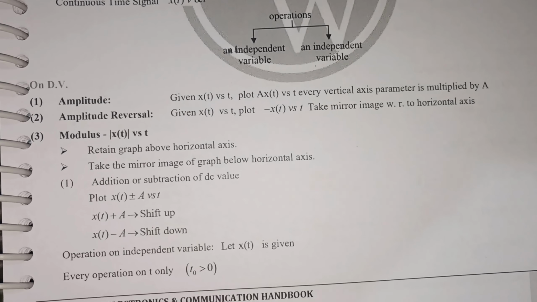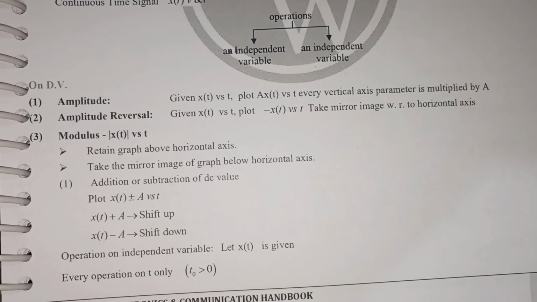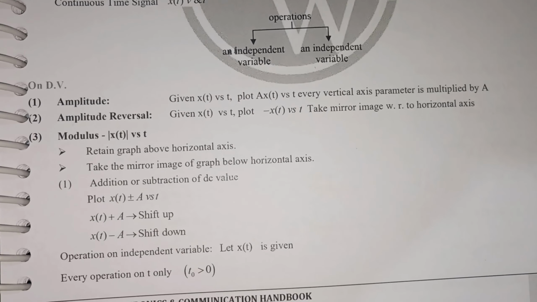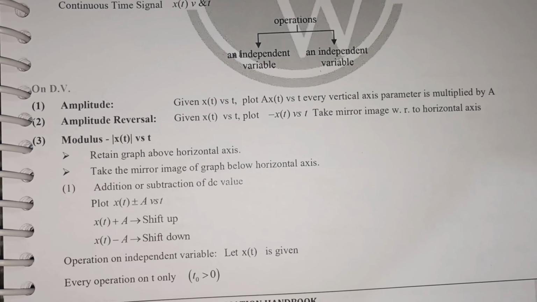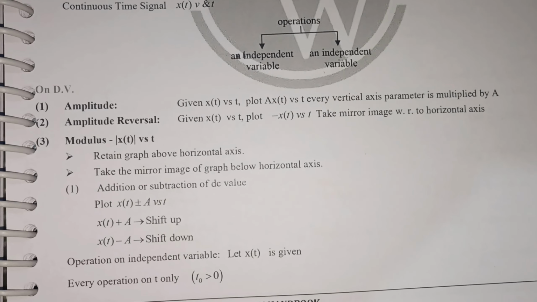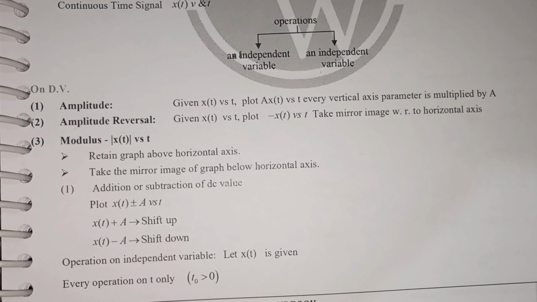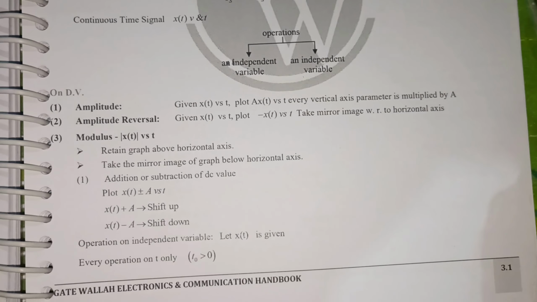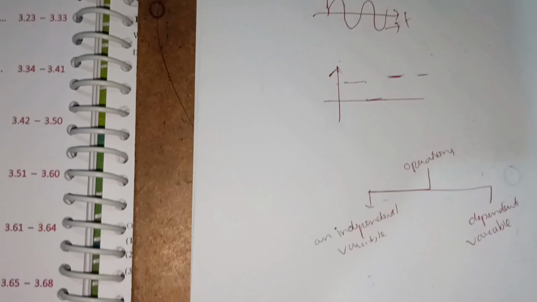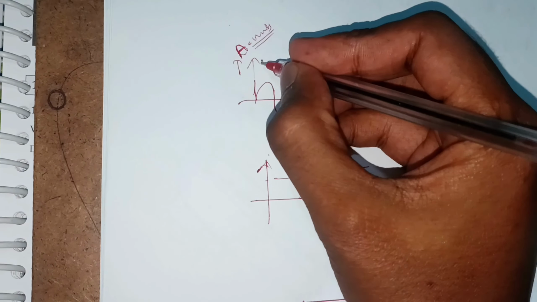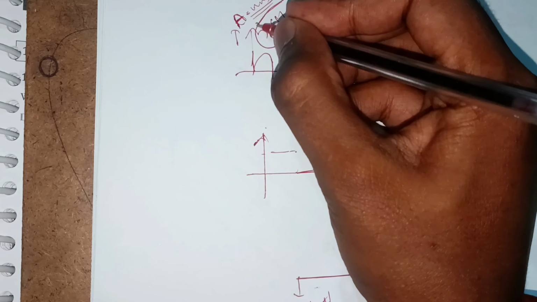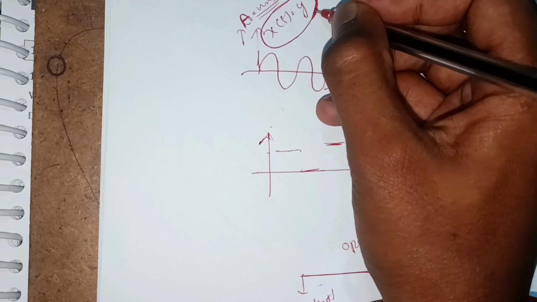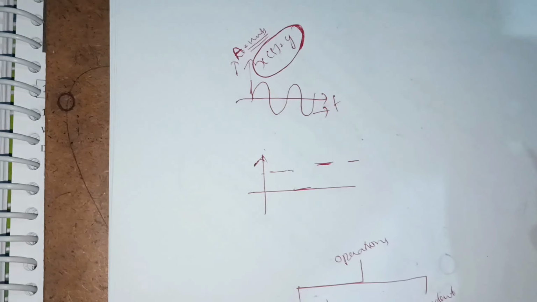So here amplitude into x of t versus t. Every vertical axis parameter is multiplied by a. So here amplitude is in the dependent variable. So here x of t is plotted on y-axis. y equal to x of t. This is the time function.